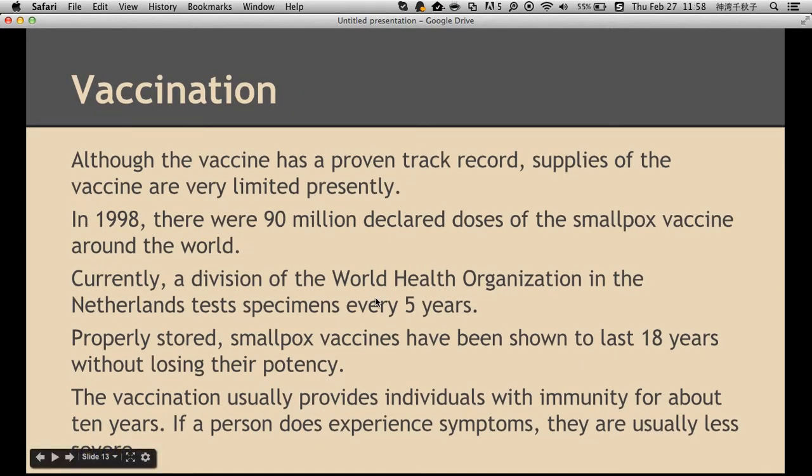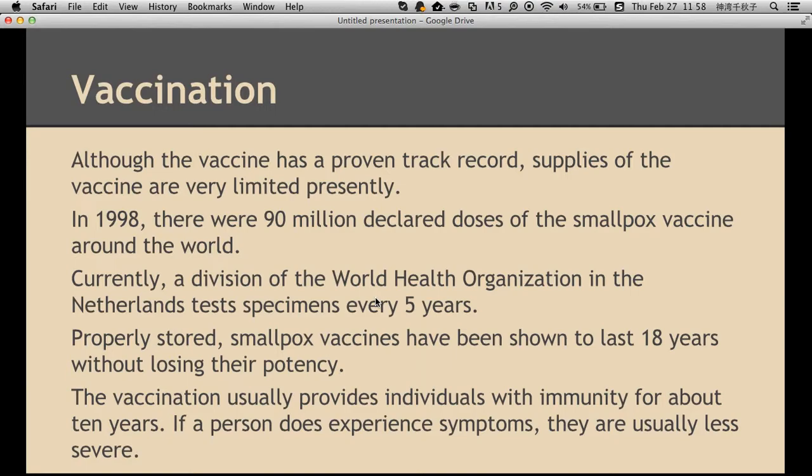The vaccination. The smallpox vaccine is a live vaccinia virus closely related to the variola virus. Although the vaccine has a proven track record, supplies of the vaccine are very limited presently. In 1998, there were 19 million declared doses of the smallpox vaccine around the world. The potency of these doses is unknown, and various countries were attempting to determine whether new vaccines need to be generated. In 1999, countries started testing the potency of their vaccines.